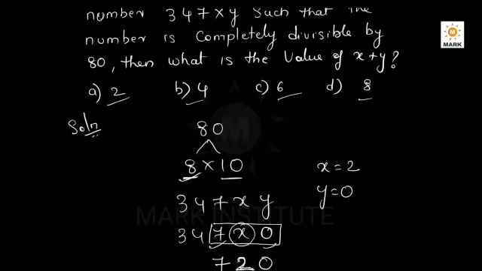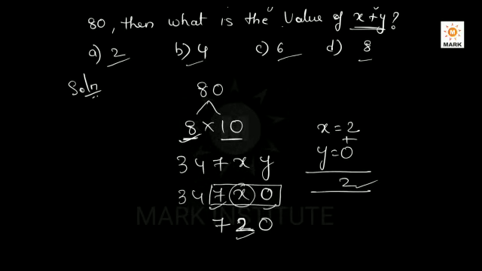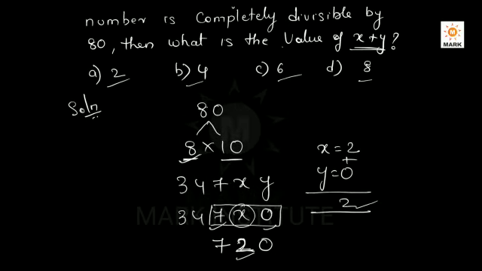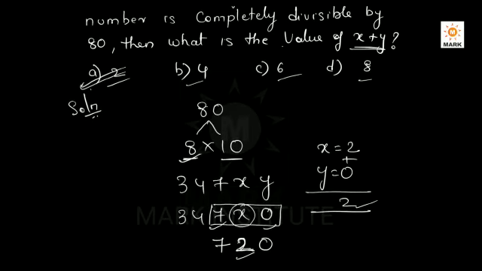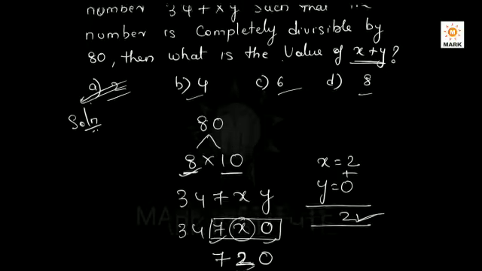So the question is, what is the value of x plus y? x plus y is nothing but 2 plus 0, which is equal to 2. So option A is the correct answer. The answer is 2. The value of x is 2 and the value of y is 0. x plus y is equal to 2 is the correct answer for this question.